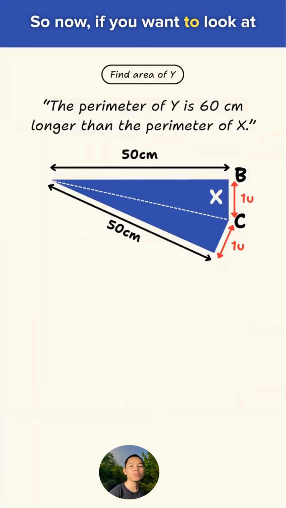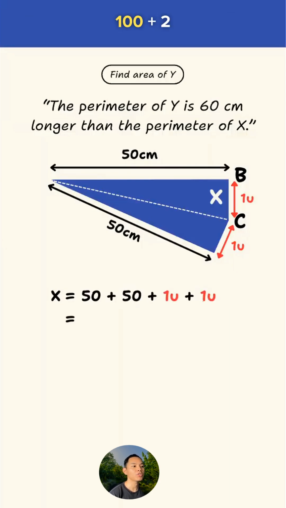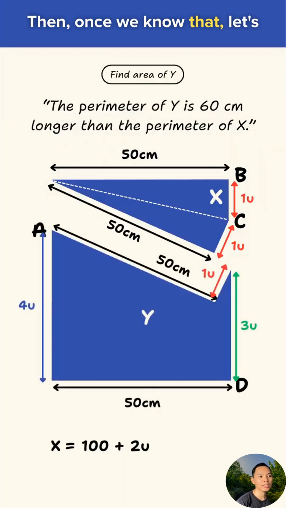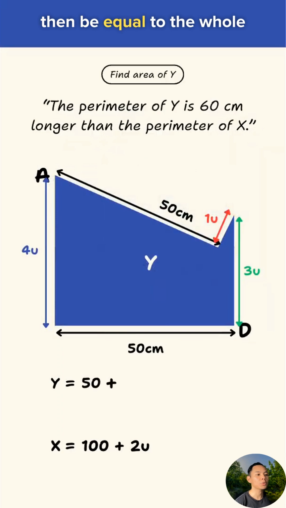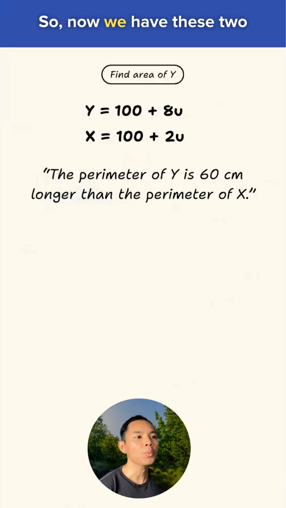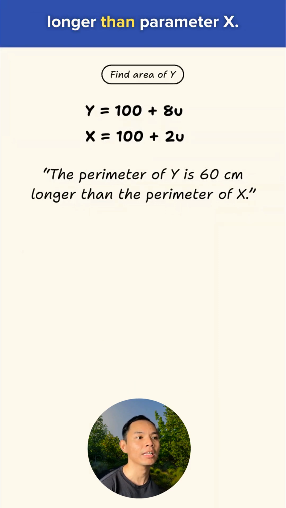So now if you were to look at area X, then we can actually create an equation according to it. So the perimeter of X will then be equal to 100 plus 2 units. Then once we know that, let's go to area Y. And the perimeter of Y will then be equal to the whole thing, which is equal to 100 plus 8 units. So now we have these two equations. We also know that Y is 60 centimeters longer than the perimeter of X.